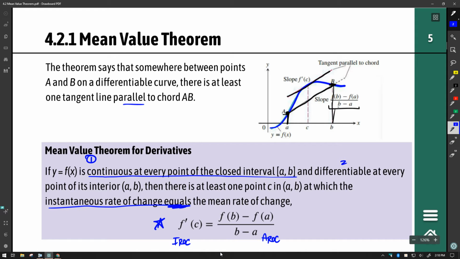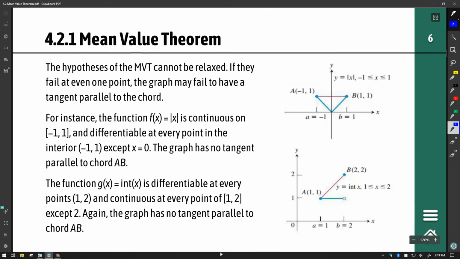Part two of the hypothesis is that we need to be differentiable at every point of the open interval a to b. So we need to be both continuous on a closed interval, and we need to be differentiable on an open interval. Let's move to the next slide, and it's more about these hypotheses. Basically, those two pieces of the hypothesis cannot be relaxed.